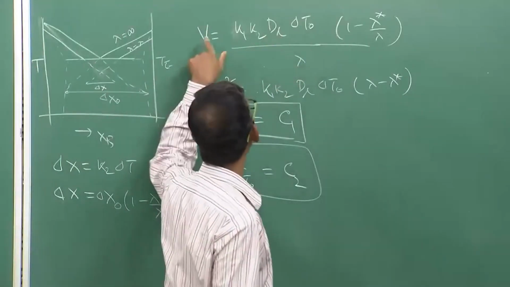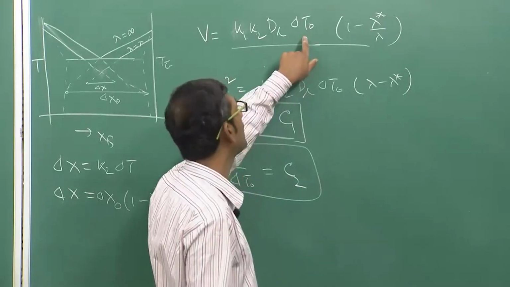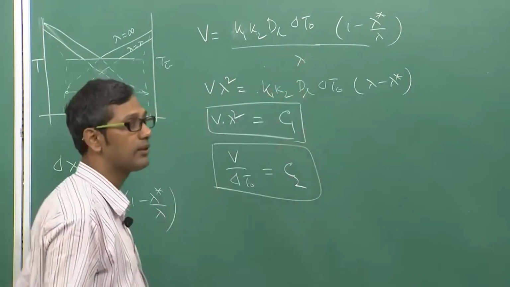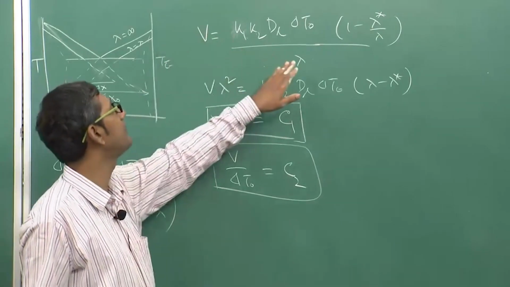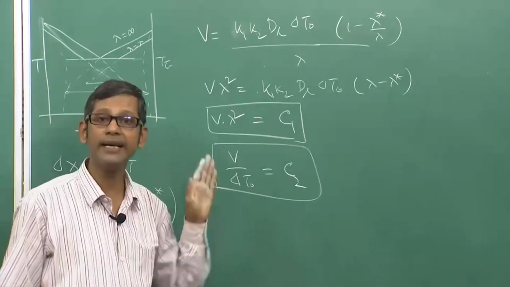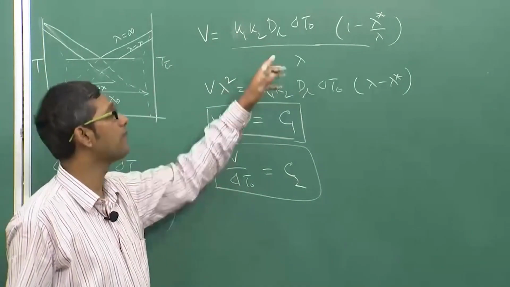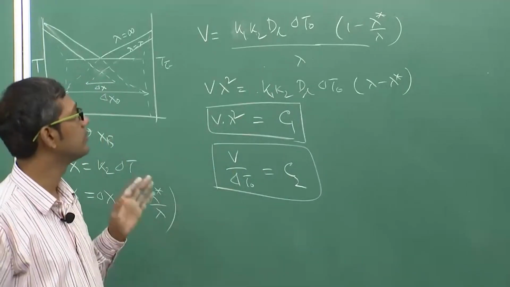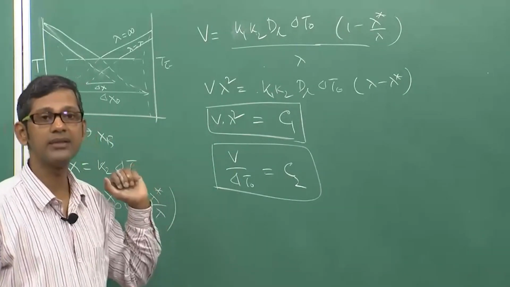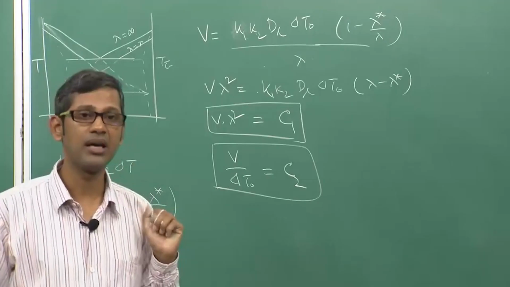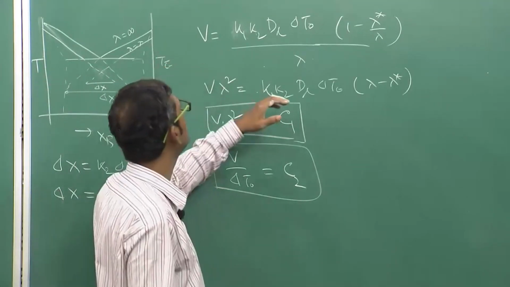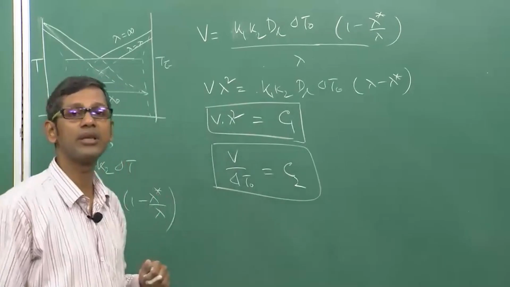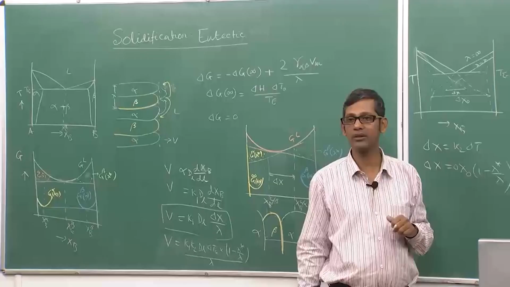We have two variables, v and lambda, for a particular value of delta T, the undercooling. If I have to calculate v and lambda independently, then I must have another equation relating v and lambda. That is not available to us, unlike dendrite growth. So what we normally do is assume that eutectic growth happens at the minimum level of undercooling.